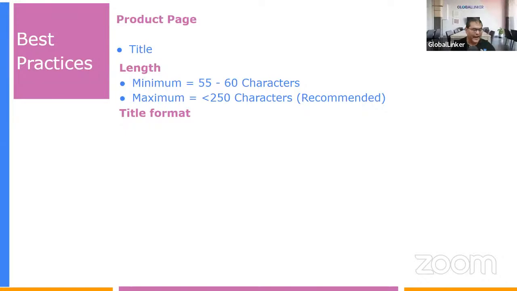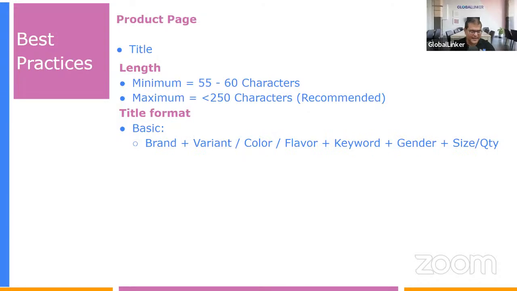Now, what should be the title format? How should you construct your title? What should be included in that title? Firstly, for a basic product, and this can be used for any product category, irrespective of whether you are in the fashion industry or a different industry, you can use this formula. The formula is your brand name, plus your variant or color. It can be variant, color or flavor, depending on the product category. Then the keyword related to that product, then gender, and then size or quantity, like pack of 2 or a specific large double bed sheet. Those can be added.